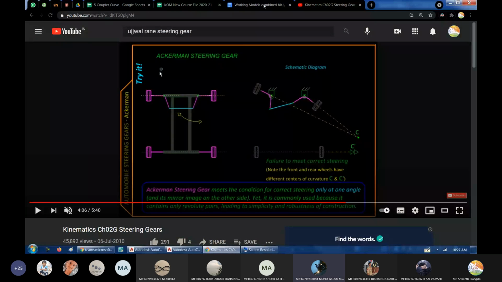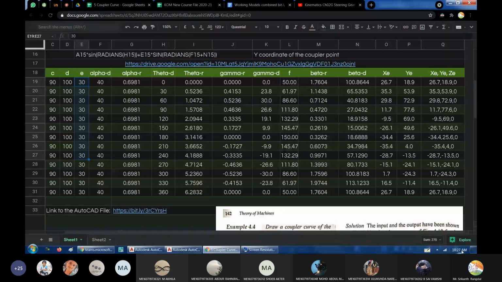No, sir. Next class we'll be doing a lot of derivations. Sir, only 3 minutes are left, right? In real life, which steering mechanism do we use? Sorry, please repeat your question. Which steering mechanism is used in real life?